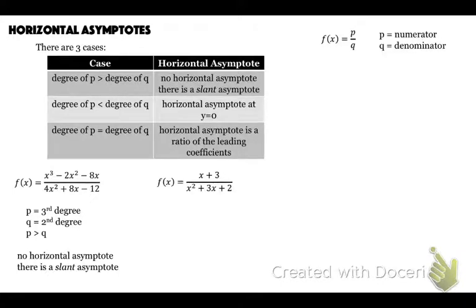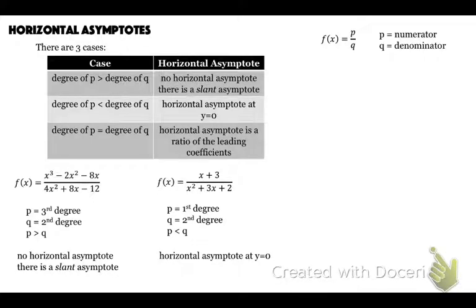So if I have x plus 3 over x squared plus 3x plus 2, well, here the degree on top is a first degree, the degree on bottom is a second degree. So this time the degree of P is less than the degree of Q, which means we have a horizontal asymptote at y equals 0.